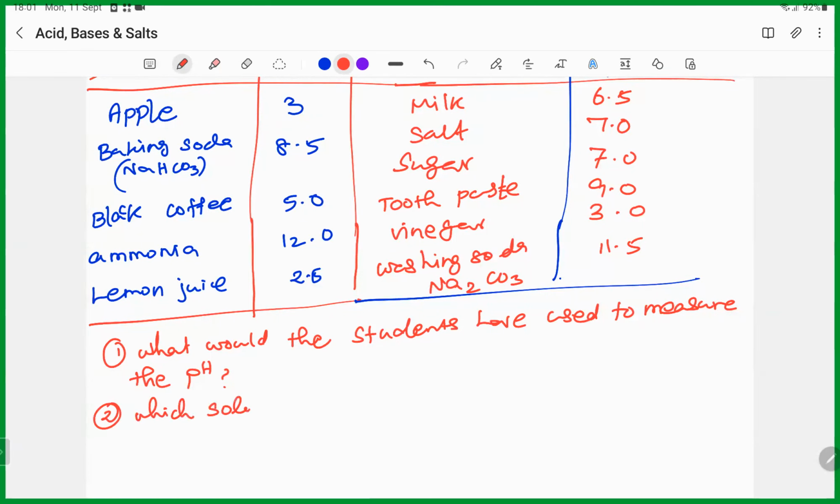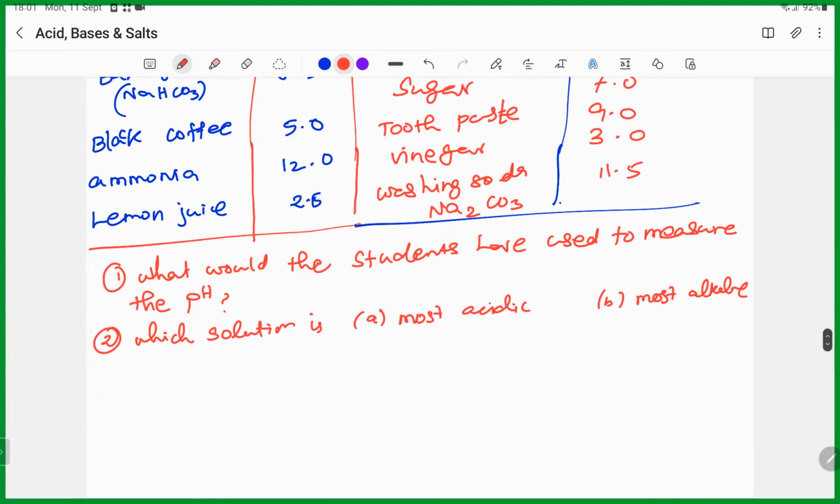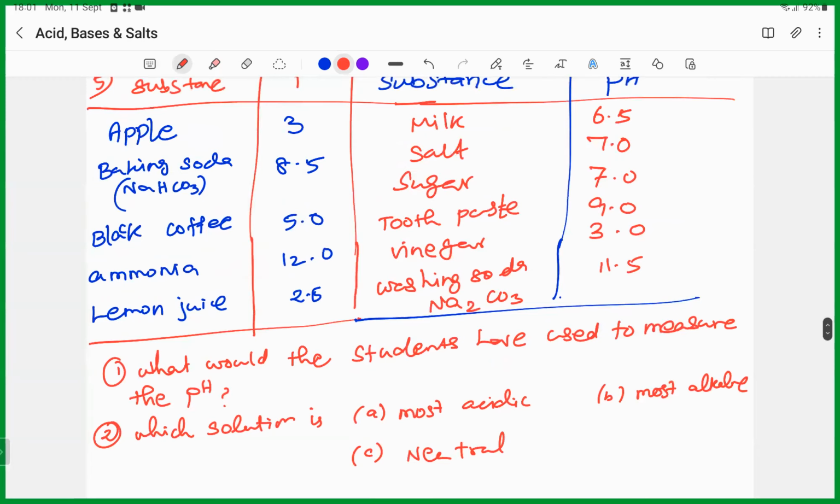Which solution is most acidic, and then most alkaline? And then neutral. Next, the third one. So first, answer these three.